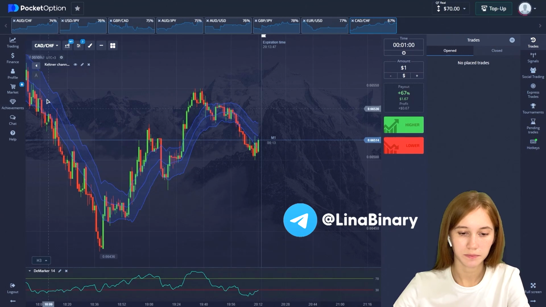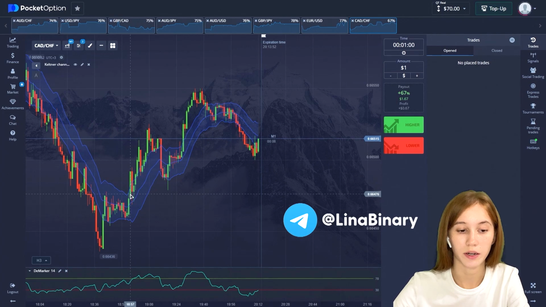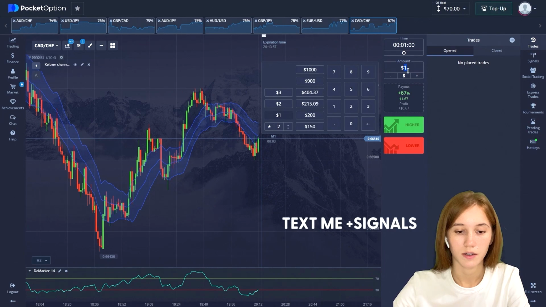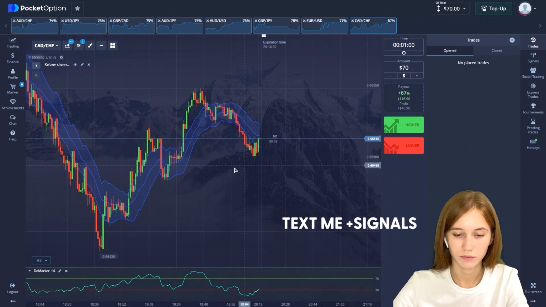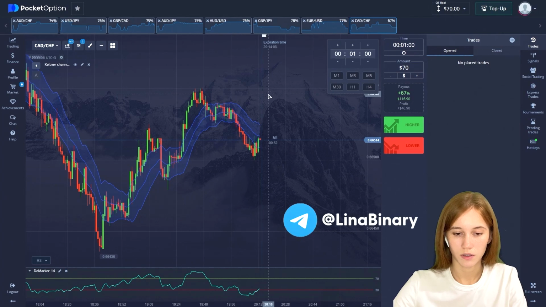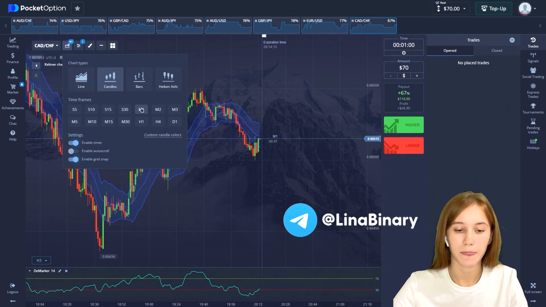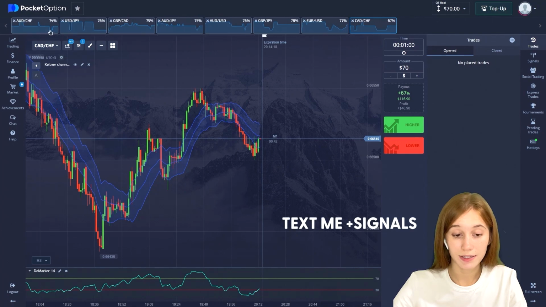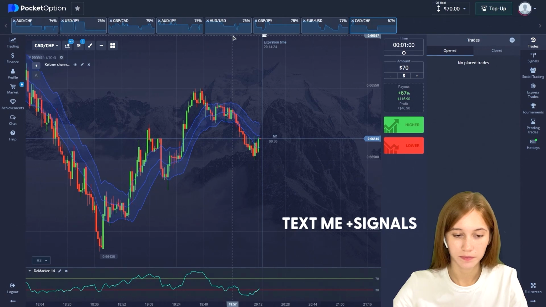So we'll trade with the marker and the Keltner channel as our indicators. Our workspace deal amount will be $70. After that we'll set our time to 1 minute, as always. 1 minute time frame. Currency pairs, you can see 8 currency pairs at the top of the screen.